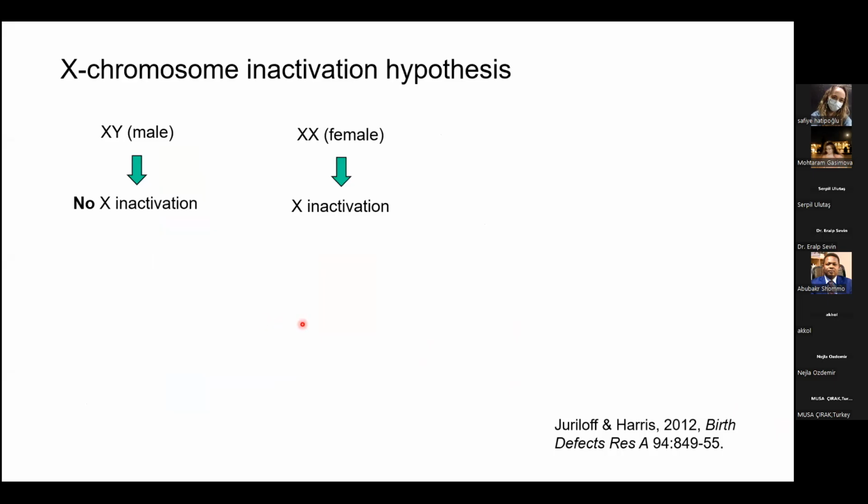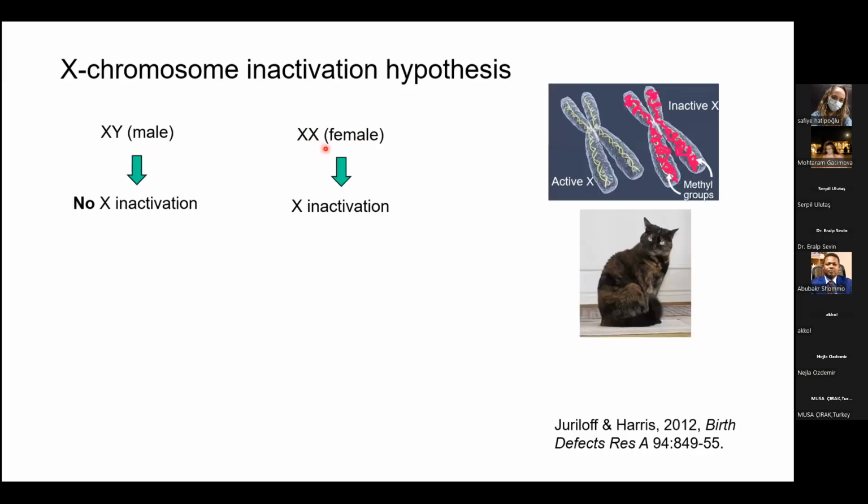So we're pursuing a hypothesis that was originally described by a group in Canada, Juriloff and Harris, more than 10 years ago now. And what they said was, this must be a result of X inactivation, X chromosome inactivation. So of course, females are XX and males are XY. And so females, in every cell of the female body, one of the X chromosomes must be inactivated, made non-functional.